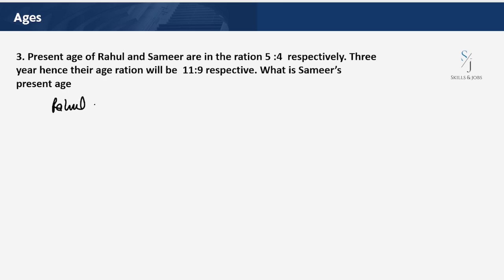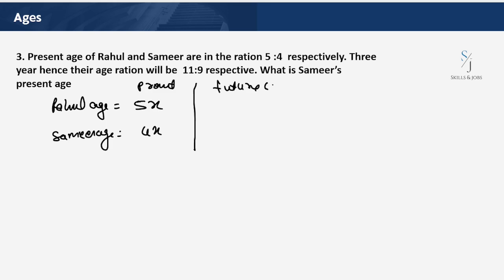Rahul's present age is equal to 5x. Okay, and Samir's present age is equal to 4x. Okay, 3 years hence, age ratio will be 11 is to 9. So what is given? 3 years hence. So future age, that is after 3 years. So Rahul's age is going to be 5x plus 3 and Samir's age is going to be 4x plus 3.